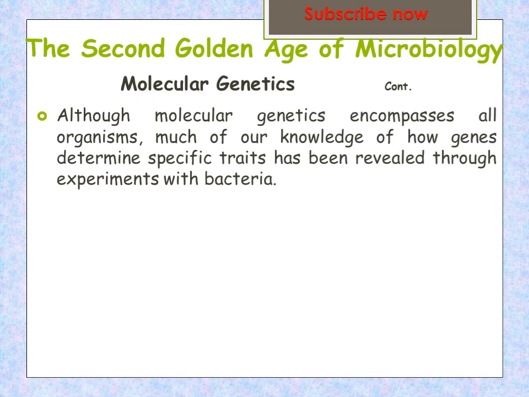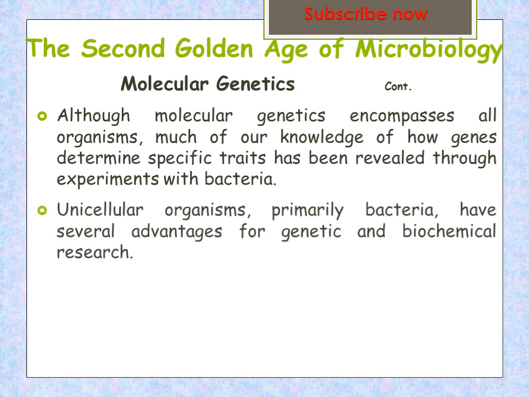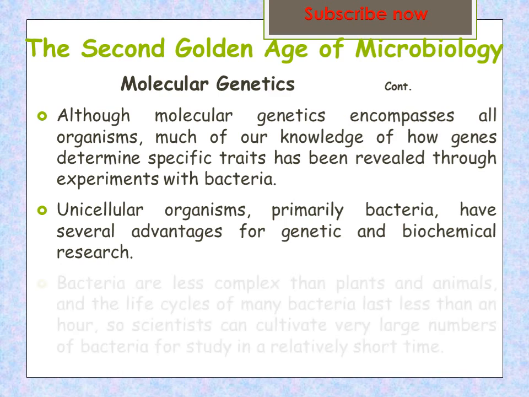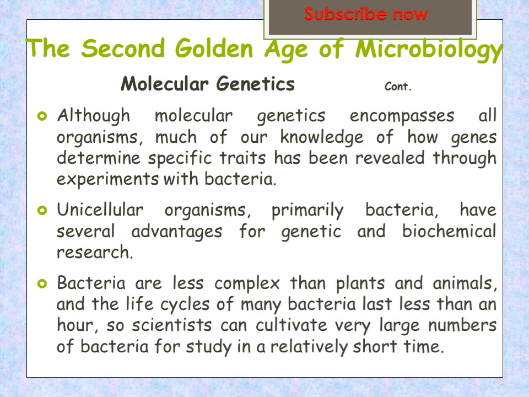Unicellular organisms, primarily bacteria, have several advantages for genetic and biochemical research. Bacteria are less complex than plants and animals, and the life cycle of many bacteria lasts less than an hour, so scientists can cultivate very large numbers of bacteria for study in a relatively short time.